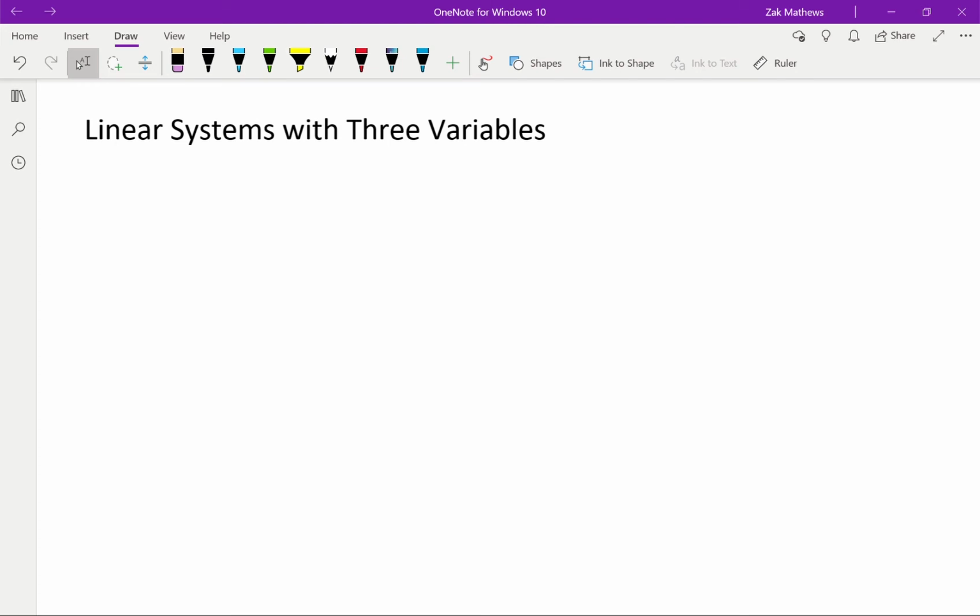In this video, we're going to learn how to solve systems that have three variables. We are sticking to linear systems right now; the next video will show nonlinear. We're going to use the same exact skills we did in the last video. We're going to use substitution and we're going to use elimination.